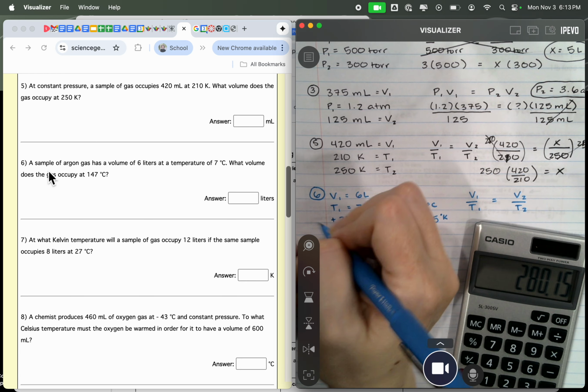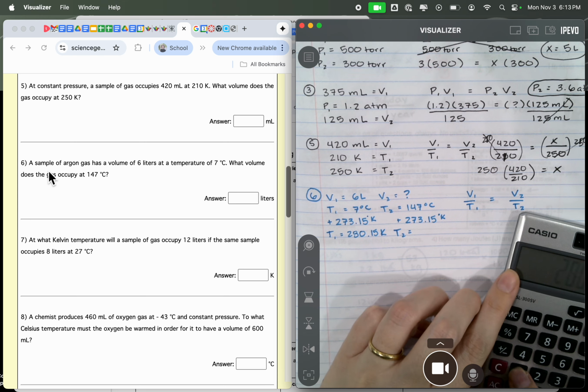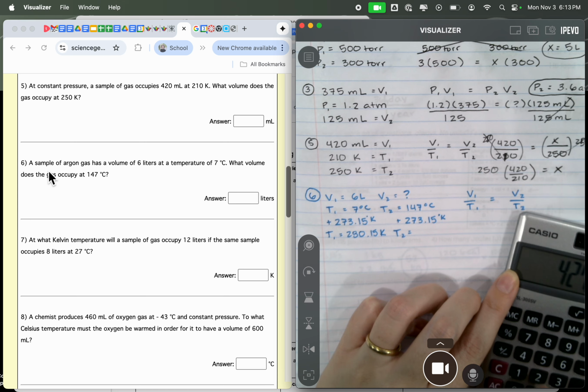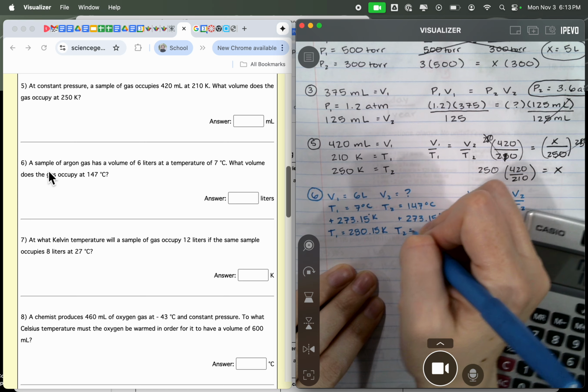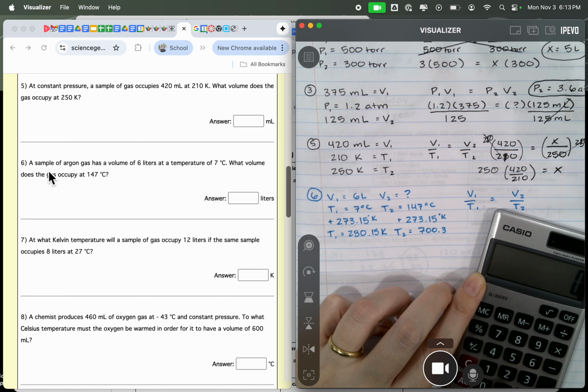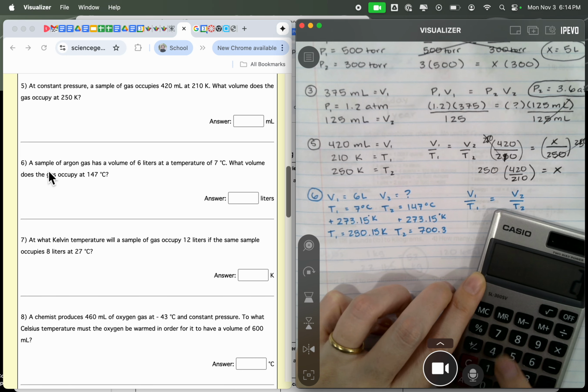Okay, so our actual T1 is going to be 280.15 Kelvin, and our actual T2 is going to be, let's see, 147 plus 273.15, 700.3. Wait, that can't be right. Did I type something wrong there? 147 plus 273.15. There we go. I don't know where I got 700 from. You know, because you can see in the past, but I can't. So here we go, 420.15.